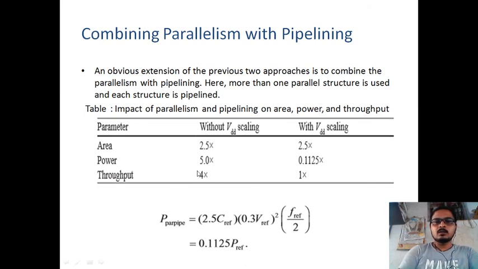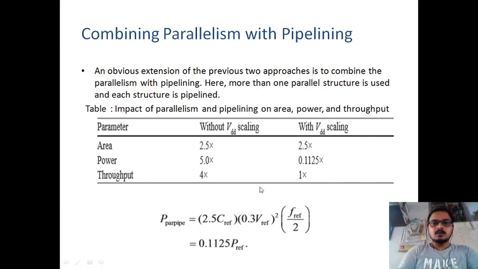Okay, see here the power, that is 5. It is reduced to 0.1125. The power dissipation decreases almost 90% in this concept. The throughput here is 4x. Then with scaling, it goes down to 1x.